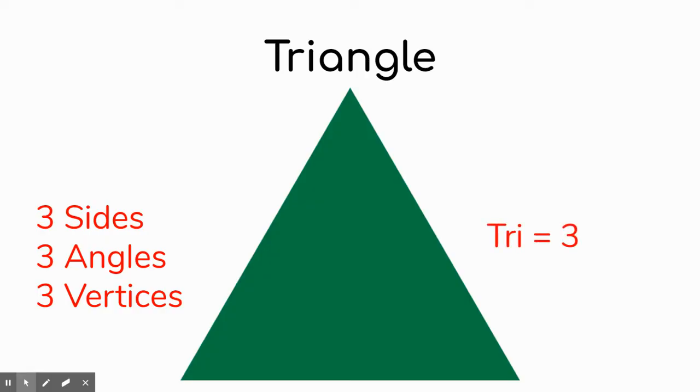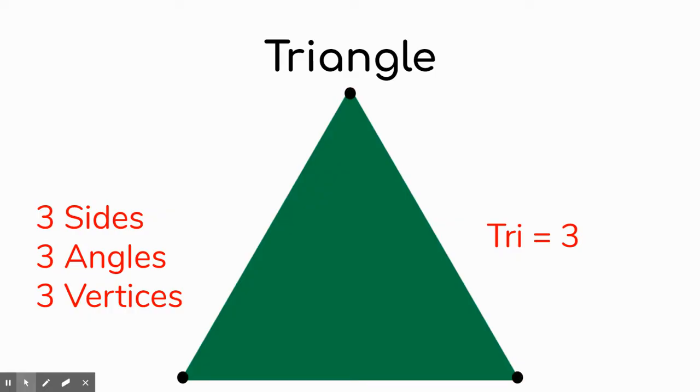The prefix of the word triangle, tri, means three. That's why a tricycle has three wheels. That's why a tripod, that a lot of people sometimes put cameras on, has three legs. So tri means three. And here are the vertices.